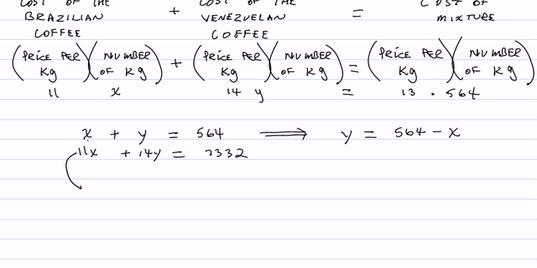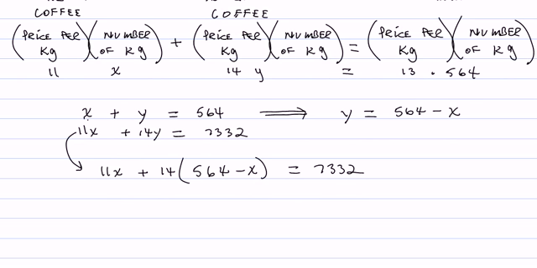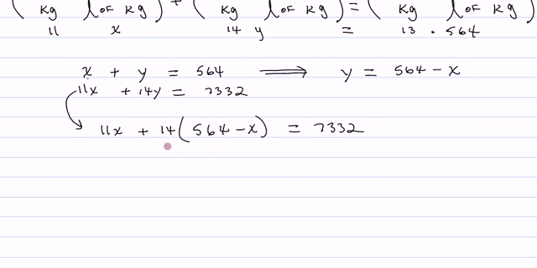So now we have an expression for y that we can plug into this second equation. Now the second equation will look like this: 11x plus 14y. Well, y, we just said, is 564 minus x, and that's equal to 7332. All right, so we get rid of the parentheses by distributing the 14 through. Well, 14 times 564 will give us 7896. And then you take the 14 times the negative x, and be careful with the sign, so it's negative 14x, and that is equal to 7332.